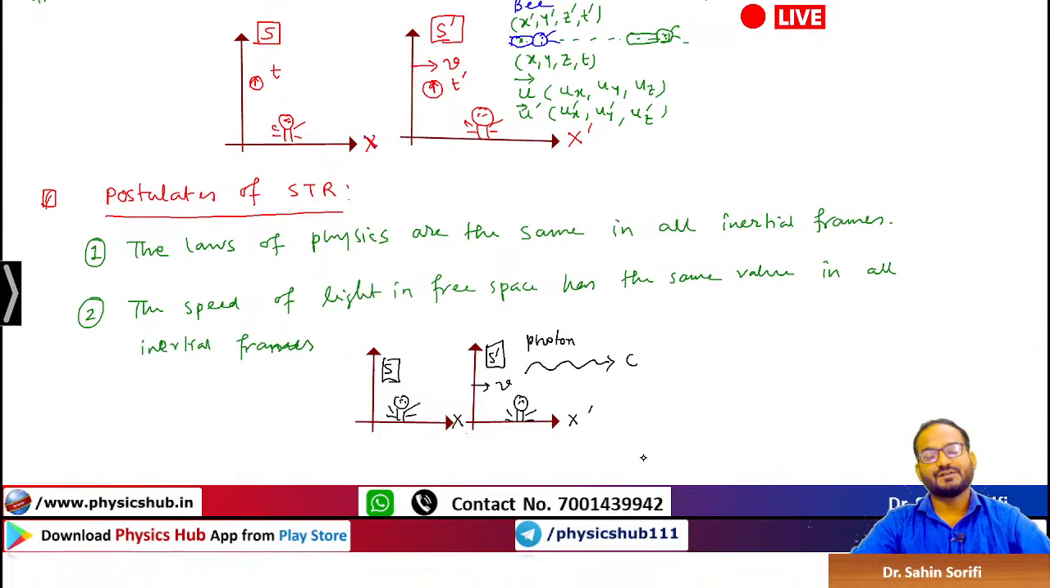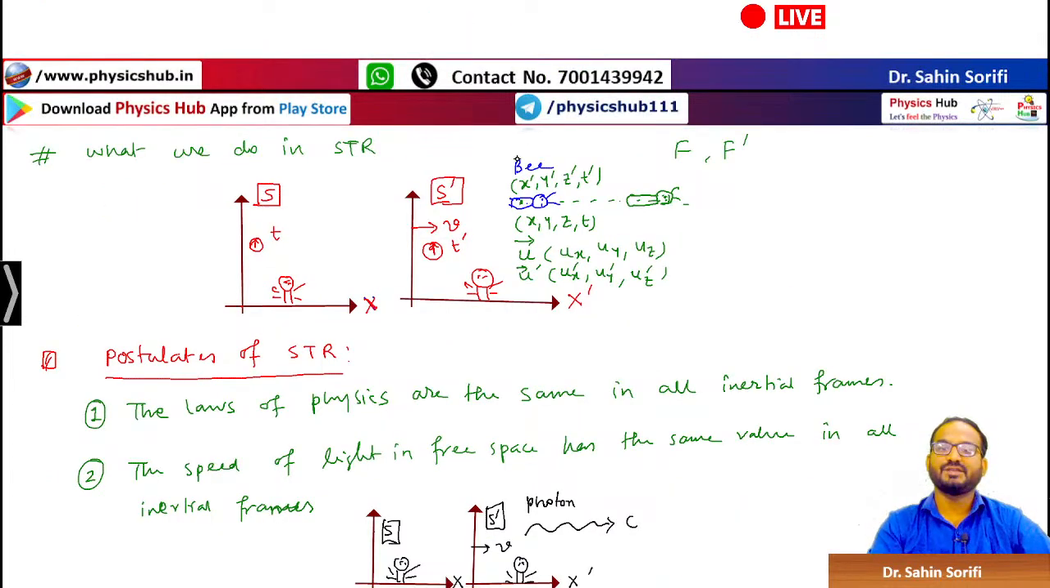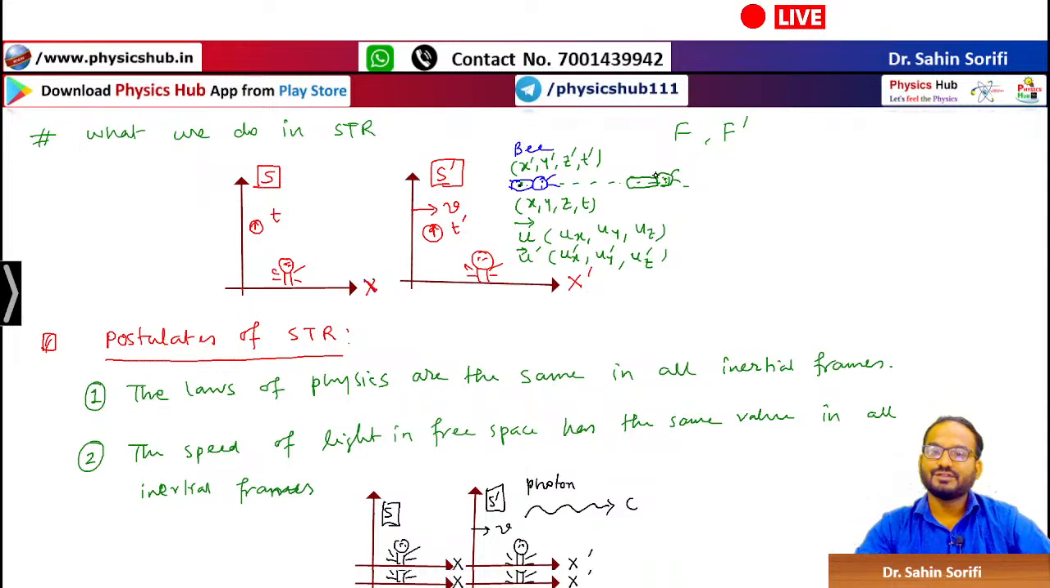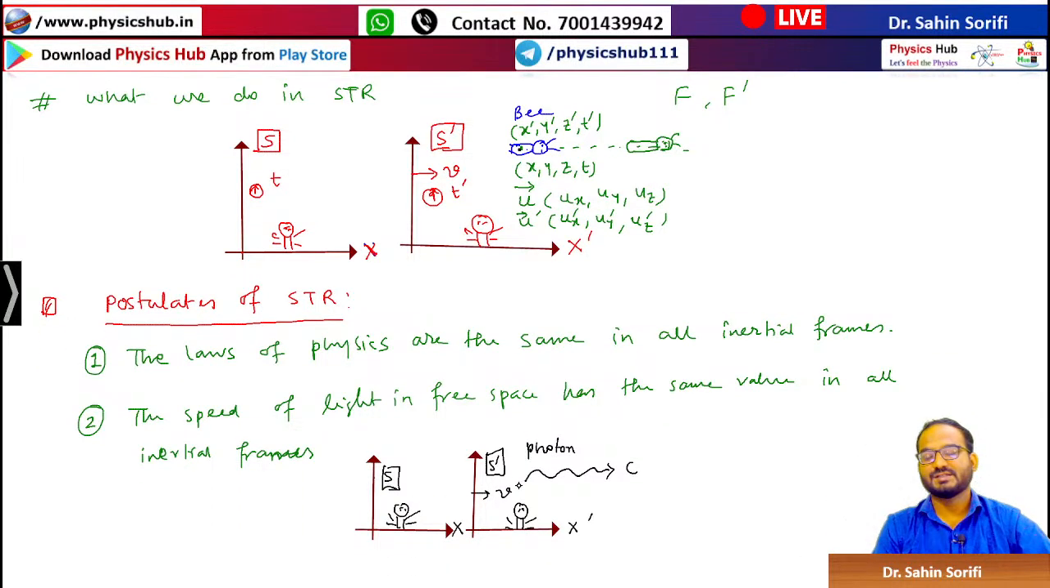For other velocities, it may be different. If you consider the velocity of B, if B is moving, that velocity will be different with respect to S and S prime, but the only exception is the speed of light. Speed of light will be the same in all inertial frames.